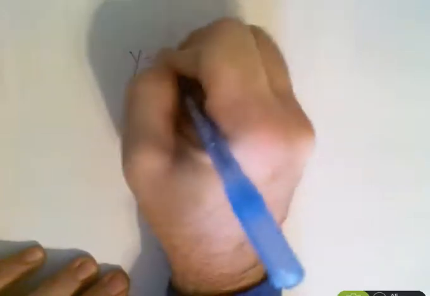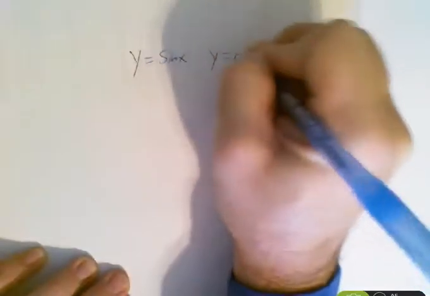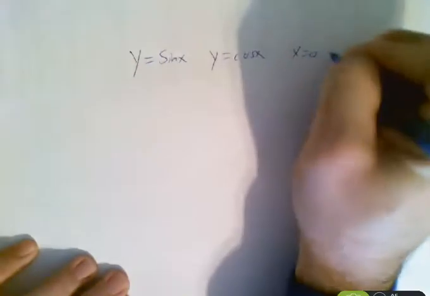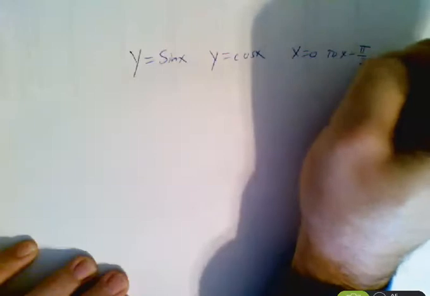Hi again, everybody. Let's do another example for ABC. Let's do one with a little bit of trig. So let's just do the basics: y equals sine and y equals cosine. These obviously intersect all over the place, constantly. But let's limit it to x equals 0 to x equals pi over 2.